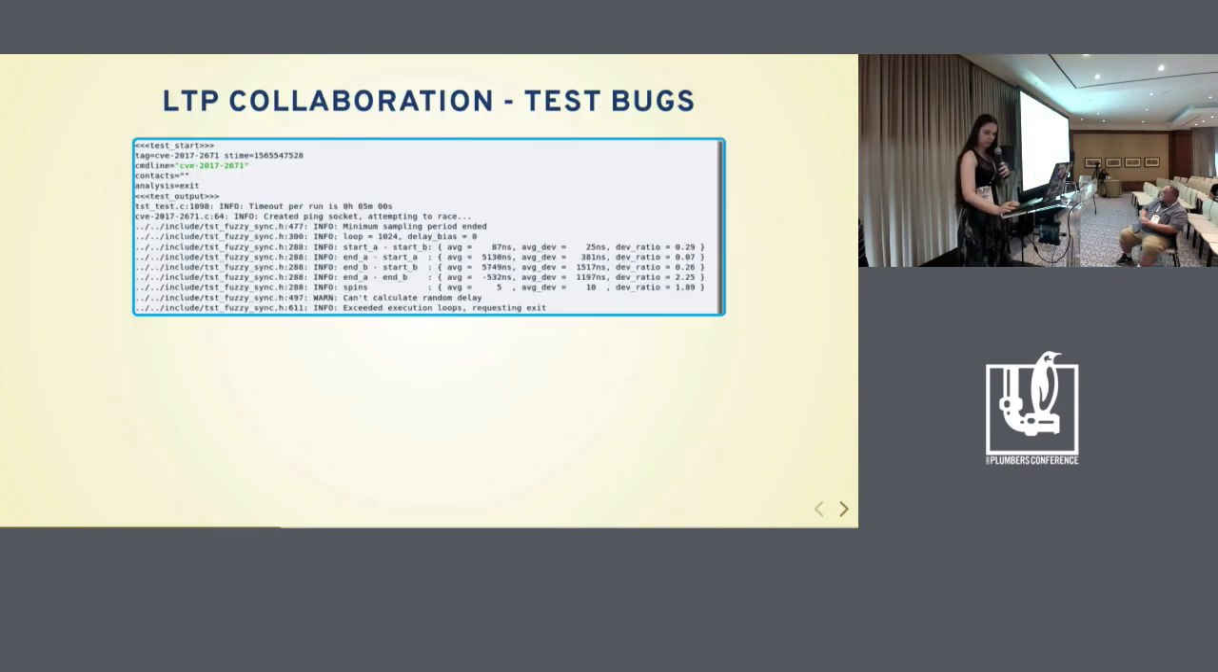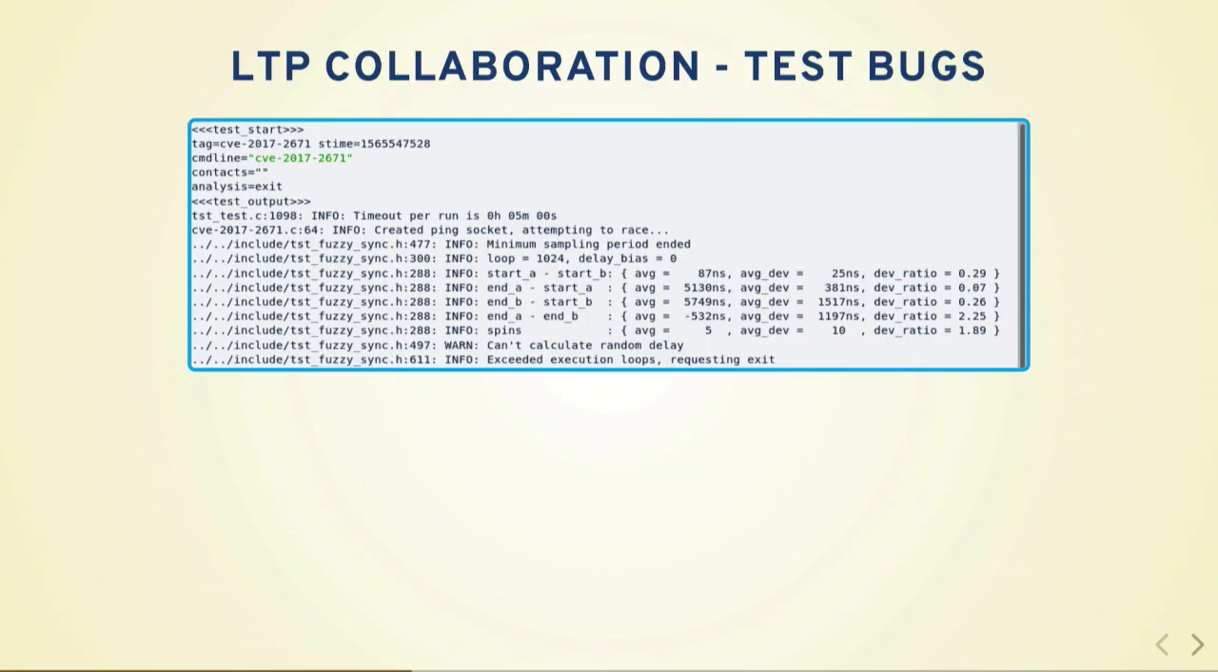So let's talk a bit about more kernel test bugs that we discovered. LTP is the most widely used and most comprehensive kernel test suite, and it contains a very large number of tests for subsystems and CVEs. They do releases twice a year, and sometimes we can find issues in those releases as well.